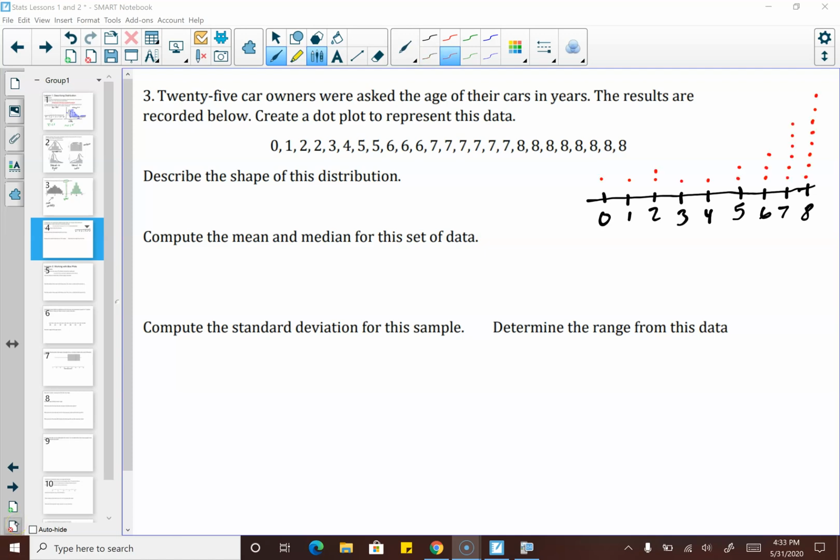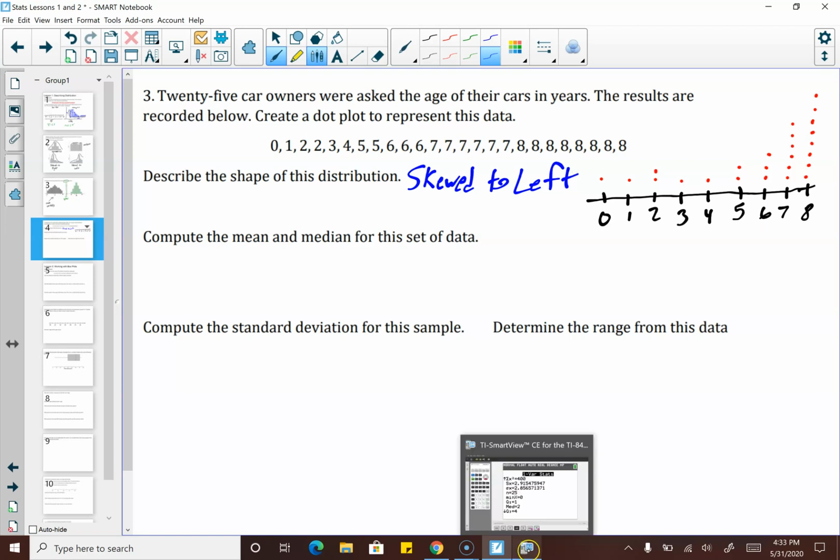So if we want to describe the shape of this distribution, all of our information is on the right-hand side. So therefore, it's going to be skewed to, and remember, it's always skewed away from its data. So it's skewed to the left because all the data is on the right-hand side. If we want to compute the mean and the median, I would like us to use our calculator again.